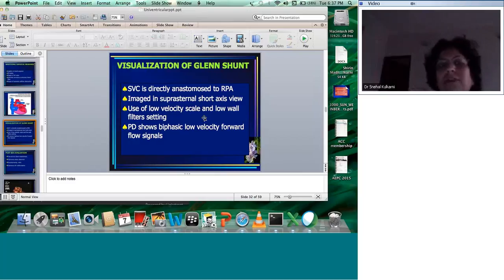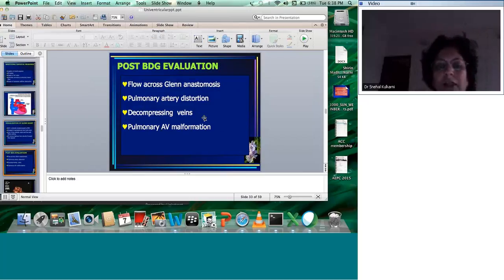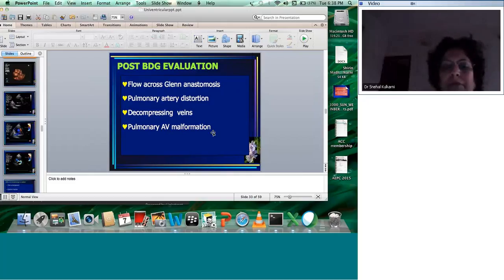Suppose you have a patient who is significantly desaturating after Glenn, then what is happening? Sometimes if your pressures remain high, you have a decompressing vein from the innominate coming down, and on the suprasternal short axis view you have to show that decompressing vein. So, as I said: flow across the Glenn anastomosis, pulmonary artery distortion, decompressing veins because your SVC pressures are high, and another possibility, if the child is significantly desaturating, is pulmonary AV malformations, and we know we can't see them on echocardiography unless we do a contrast echo.